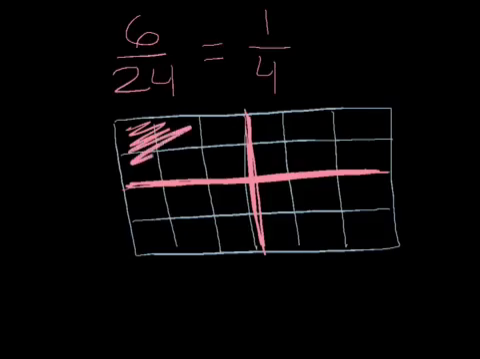1, 2, 3, 4, 5, 6 in this section. 1, 2, 3, 4, 5, 6 in this section. 1, 2, 3, 4, 5, 6 in this section. And 1, 2, 3, 4, 5, 6 in this section. Because each section has the same amount of boxes, I know that I have 4 equal parts. This also tells me that I have 6 24ths, and that's equal to 1 fourth, and I'll shade in 1 fourth of this array.